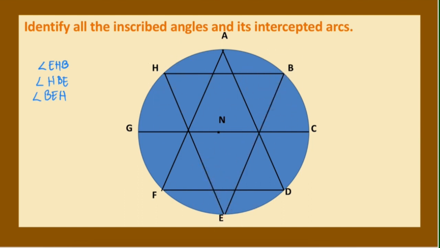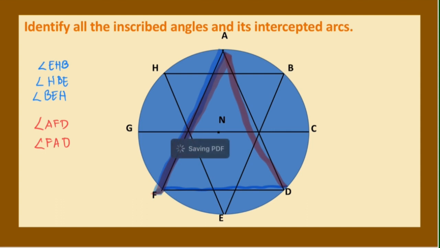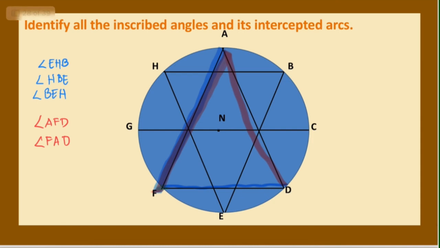So we can have AFD. You have AFD. I'll use a different color for this one. Angle AFD. Next, let's have FAD. We have FAD or DAF. Either will do. And let's have what else? AFD. Okay. You can have FDA. FDA.